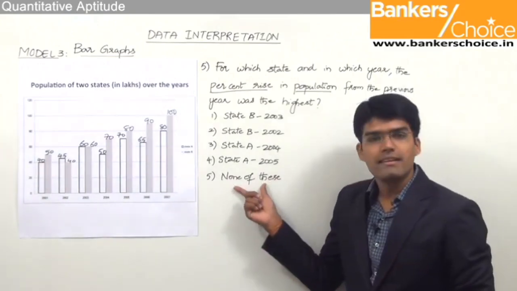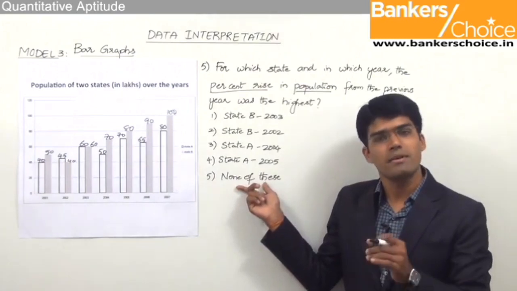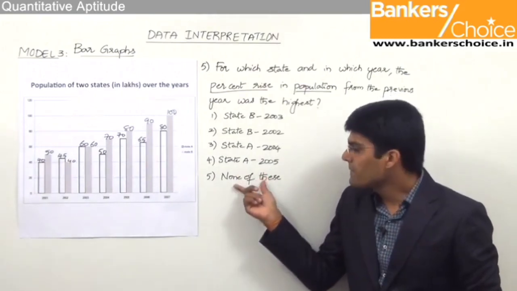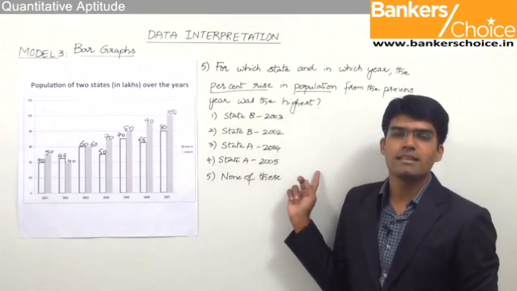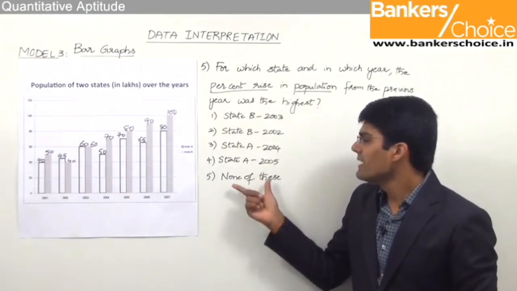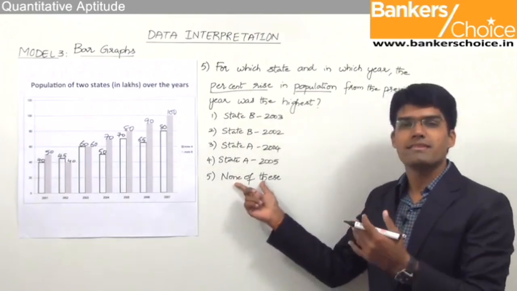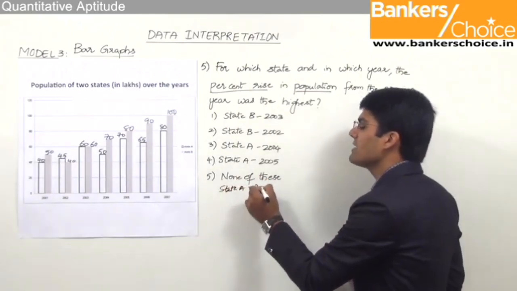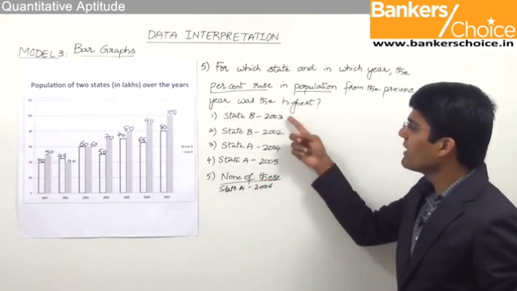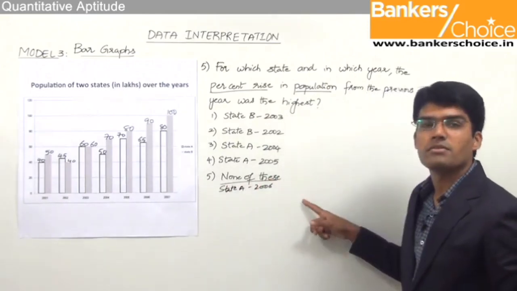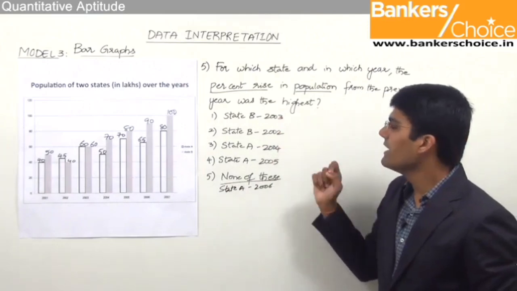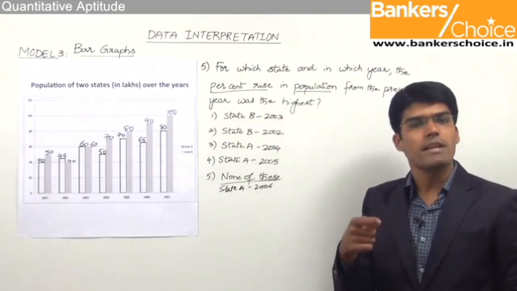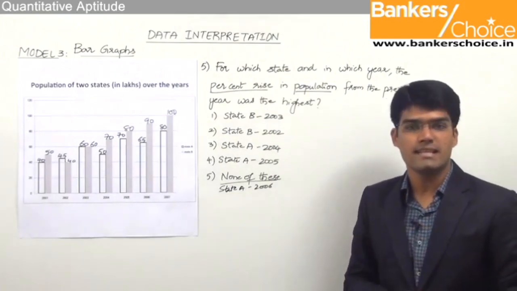Because the fifth option here is none of this, we have to calculate the percentage rise for both the states in each of the years. Had the fifth option been anything else other than none of this, then our job would have been simple. Why? Because let's say the fifth option here is state A in 2006. Then what we can do is find out the percentage rise only for these five options: B in 2003, B in 2002, A in 2004, A in 2005, and A in 2006. Out of these five, wherever the percentage rise is maximum, that can be taken as the answer.